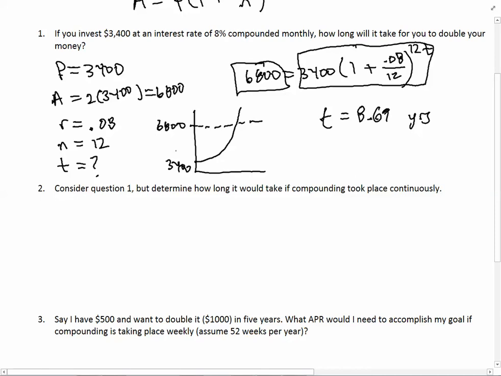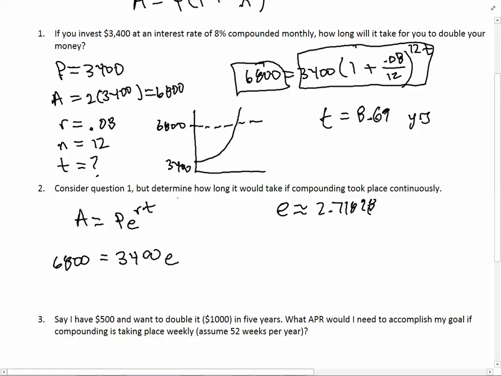Well, continuous compounding assumes that basically n is infinity. And mathematically, that simplifies down to this equation here, where e is a constant that's approximately equal to 2.71828. Okay, so that's a constant just like pi. And again, same figures apply here. A is 6,800, P is 3,400, e raised to the r, which is 0.08. Now, n doesn't come into play here because we're compounding infinitely many times a year. Basically, your money is growing continuously throughout the year, but 8% over the course of the year.